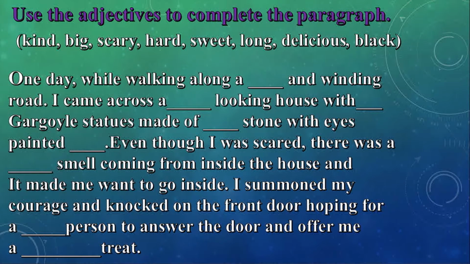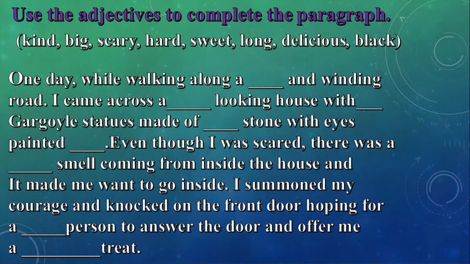Good. So now we're taking it line by line and filling it in as we go. Remember, it's good if you're using the words, cross them out as you go to know when you've already used one. So, one day while walking along a long and winding road. So that's the adjective I chose to use to describe the length of the road. So they're telling you what the road was like as you were walking along it. Good? So hopefully you have that one. Moving on. And as you can see, long has now been crossed off.